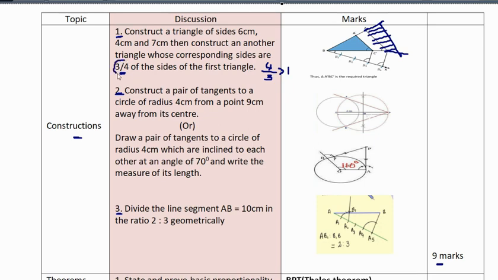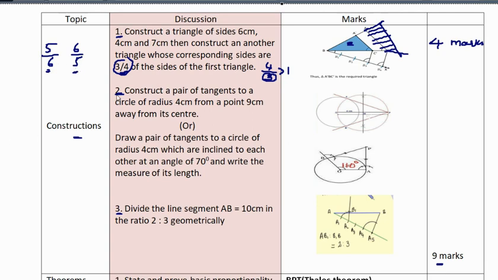For such types, like 3 by 4, if the denominator is big, the triangle lies inside the triangle ABC. If it is 4 by 3, where the denominator is small, the triangle lies outside the triangle ABC. So this is one long answer, and the weightage is 4 marks. They may ask anything: 3 by 4 or 5 by 6 or 6 by 5. 5 by 6, the triangle lies inside the given triangle ABC. 6 by 5, it lies outside the triangle ABC.